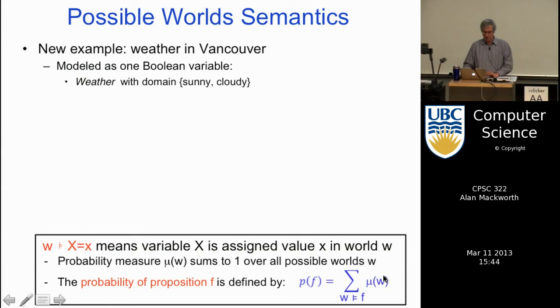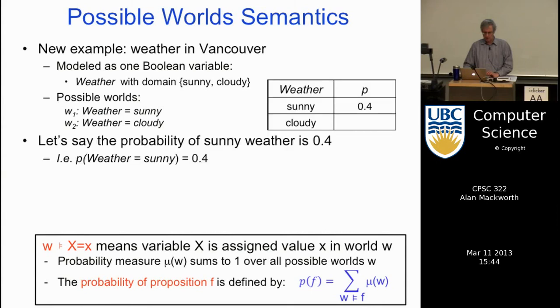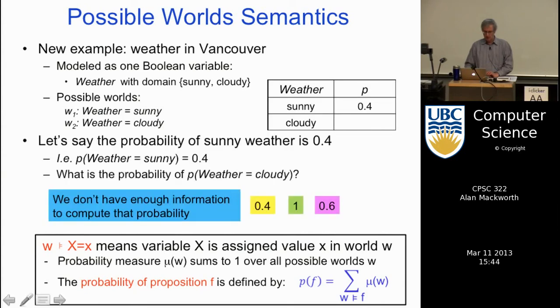This is what we call possible world semantics. So let's give a more concrete version of that. We could be interested in the weather in Vancouver. Initially, we'll start out with just one Boolean variable. In Vancouver, it's always either sunny or it's cloudy. My numbers are made up, the probability of sun is much less than 0.4, but anyway, suppose it is. So there are 2 possible worlds: world 1 in which the weather is sunny, world 2 in which it's cloudy.